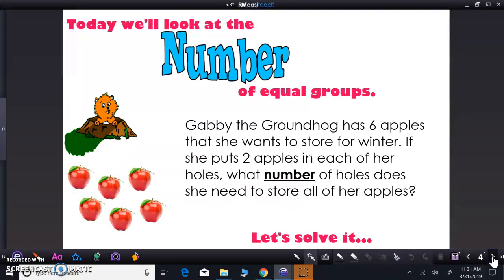Gabby the groundhog has 6 apples that she wants to store for winter. If she puts 2 apples in each of her holes, what number of holes does she need to store all of her apples? So as you can see, we have Gabby groundhog and her 6 apples. She's going to be putting 2 apples in each of her holes, and we need to find out how many holes she has.